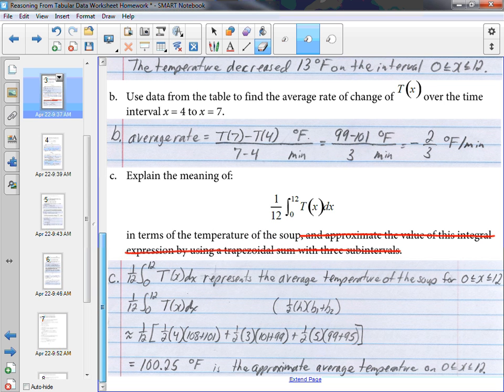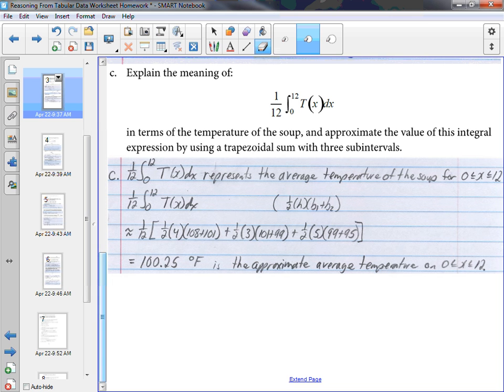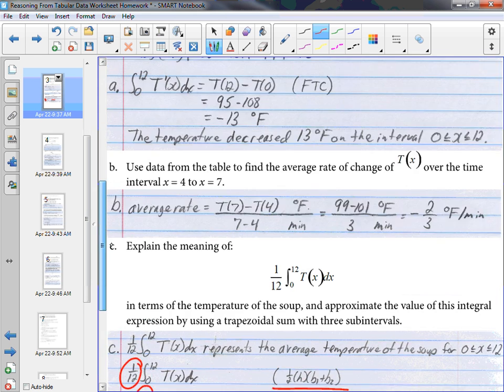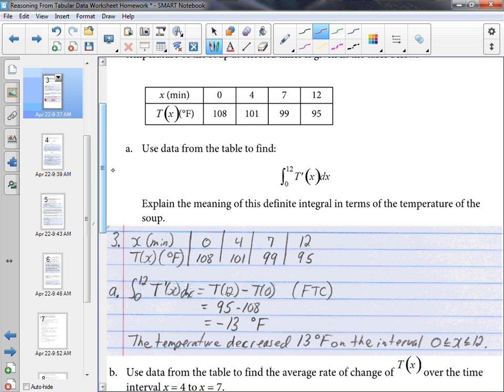Okay, we've done that. Now they want us to approximate the value using the trapezoidal rule. Trapezoid area is 1/2 times the height times the sum of the bases. So we've got the 1/12 out in front because of that, and then everything in the bracket is the integral from 0 to 12. They told us to make 3 subintervals. 1, 2, 3.